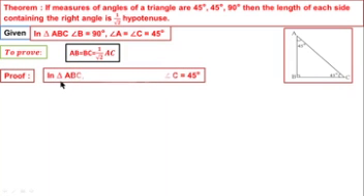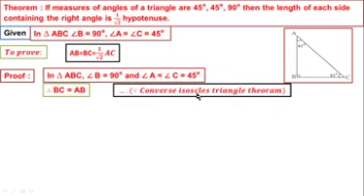Proof. In triangle ABC, angle B is equal to 90 degree and angle A is equal to angle C is equal to 45 degree. Therefore BC is equal to AB. Reason: converse of isosceles triangle theorem.